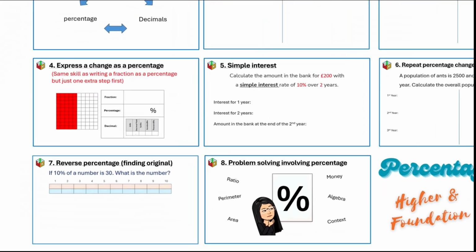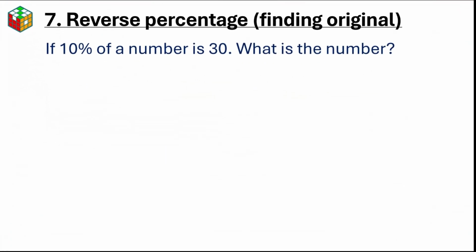7. Reverse percentage. Reverse percentage means finding the original. If 10% of a number is 30, I really need you to understand that the "is" symbol means equal. So something is going to equal 30. 10% of that number is equal to 30. So I need to find out the original number.